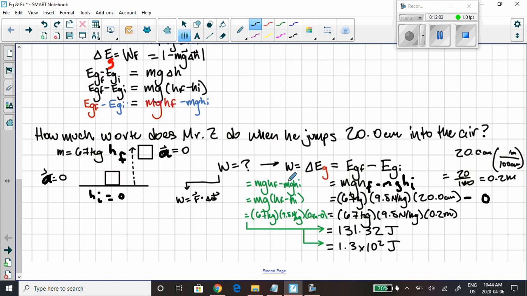mg height final minus mg height initial is equal to mg factored out of each term, and we have height final minus height initial. So then we'd have 67 kilograms times the 9.8 newtons per kilogram. Notice there's no negative here. And then we subtract the two heights. It's two different ways of doing it, but you get the same answer.